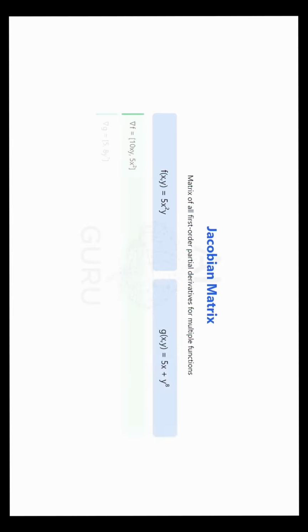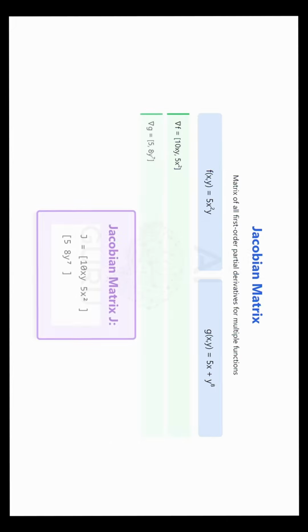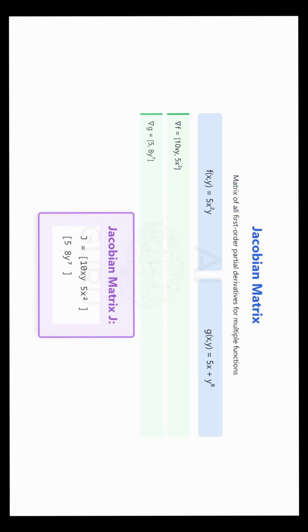If you have, say, m different output functions, and each one depends on n different input variables, the Jacobian matrix captures all of it. So in the source example, we have two output functions, f and g, and two inputs, x and y. So the Jacobian J should be a 2 by 2 matrix. That's right. And the structure is just, you stack the gradients. Exactly. The first row of the Jacobian is the gradient vector for the first output function, f.